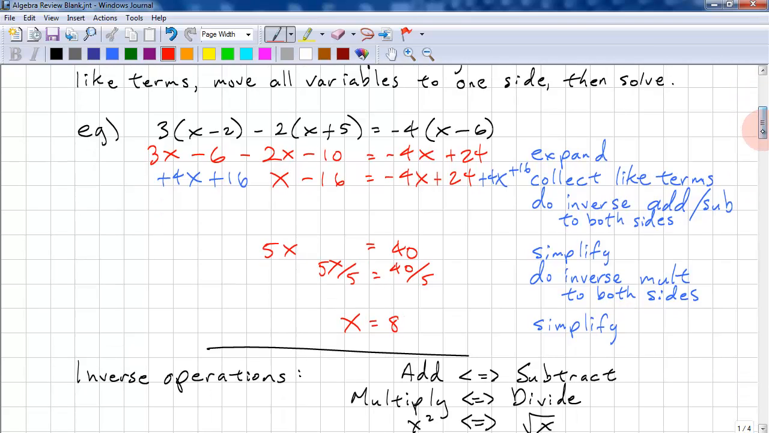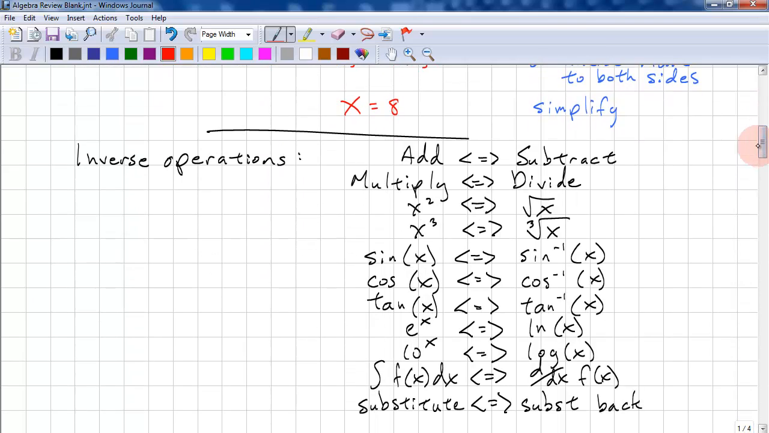You've been told to do the opposite of add, multiply. But this is correctly called the inverse operation. So the inverse of add is subtract, inverse of multiply is divide, inverse of squared is square root, inverse of cubed is cube root.